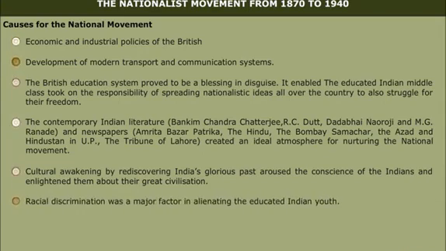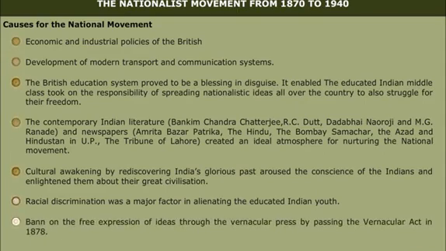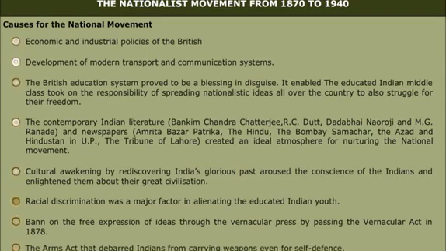Racial discrimination was a major factor in alienating the educated Indian youth. Ban on the free expression of ideas through the vernacular press by passing the Vernacular Act in 1878. The Arms Act that debarred Indians from carrying weapons even for self-defense.